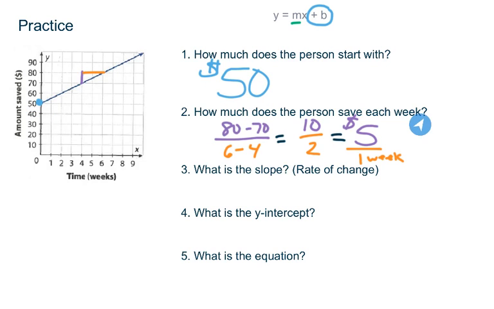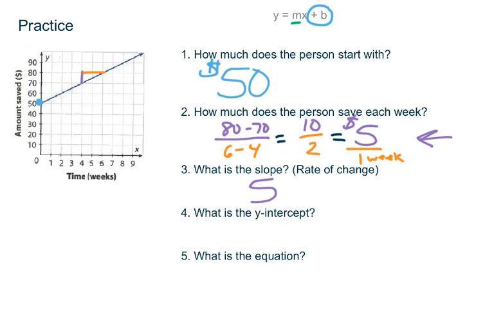How much does the person save per week? Remembering that's our slope, our change of y over our change in x. So going here on the purple, it's 80 minus 70, which is 10. The orange going across is 6 minus 4, which is 2. So this person is saving $5 per week. The next question, what is slope? We know that that just means how much they're saving per week. So the slope would be 5.